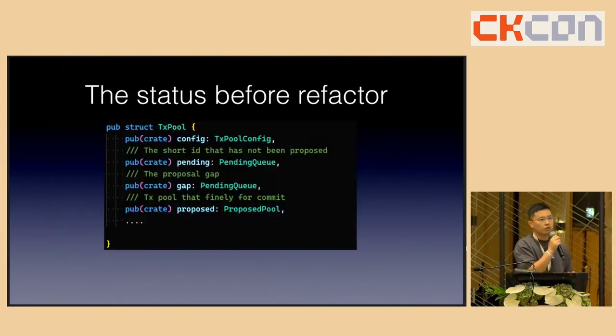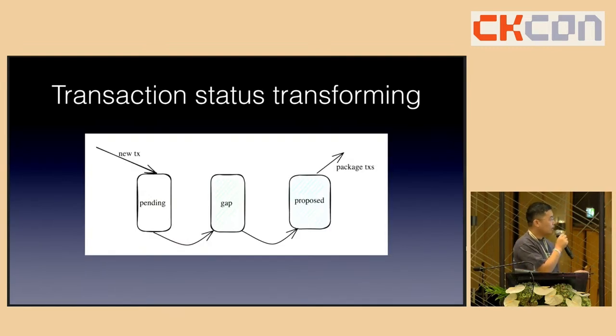In the initial implementation of the transaction pool, we had three different data structures to store the transactions. The first two are a pending queue to store the transactions with pending and gap status. The last one is a proposed pool. As you can see, a transaction will be pushed to the first one, then popped from the first one and pushed to the next one. This is how the old design works.